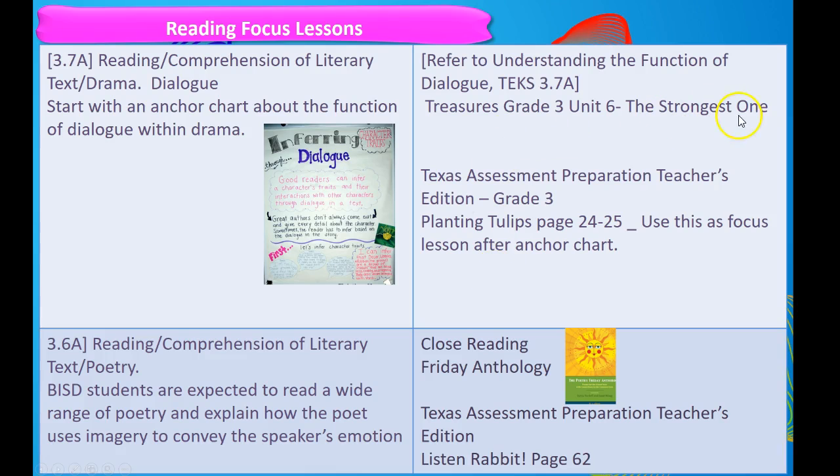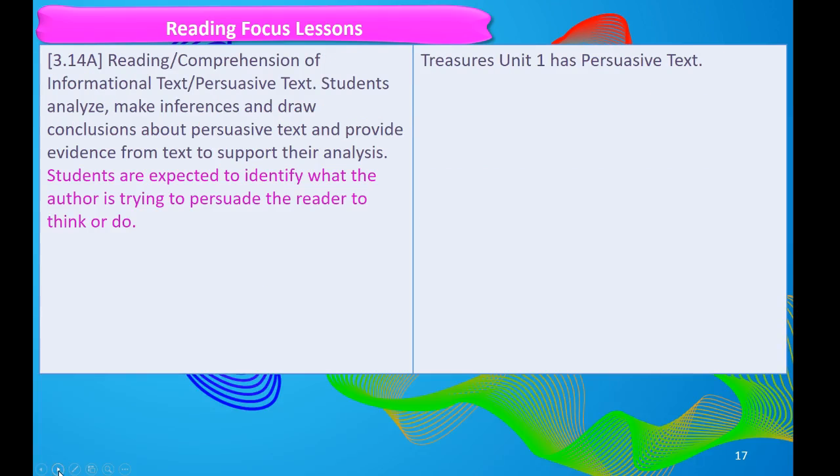And then in their Treasures, they have a drama, the strongest one, to maybe work with partners to see if they can infer what the dialogue is suggesting there. Once again, for poetry, you can emphasize close reading using your Friday anthology. They're also in that same Texas assessment book. There's a poem called Listen Rabbit that might give some practice helping them understand how the poet used imagery and what the emotion is with that.